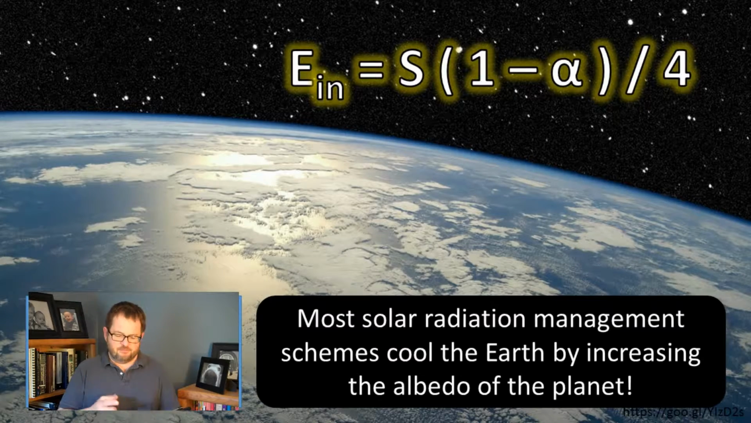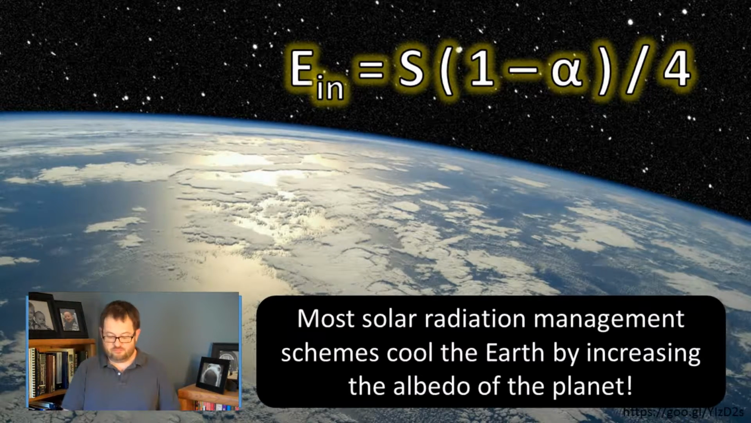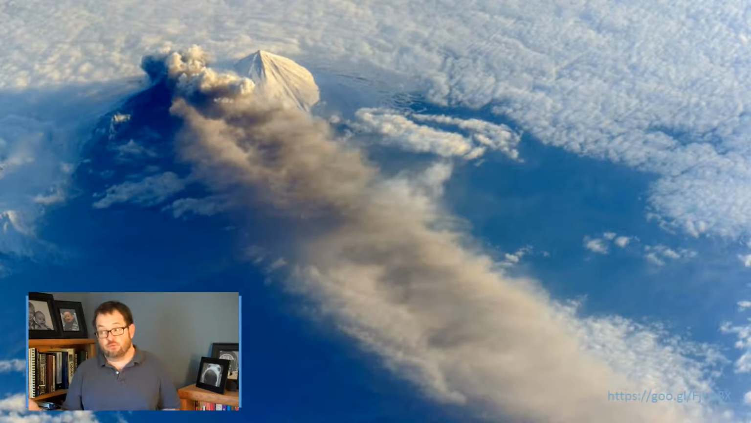On the other hand, most real solar radiation management schemes involve changing the value of alpha, the albedo of the planet. We want to increase the albedo and make more solar radiation get reflected away from the Earth, and there's a lot of ways we could do that. For one thing, we could draw inspiration from what volcanoes do.